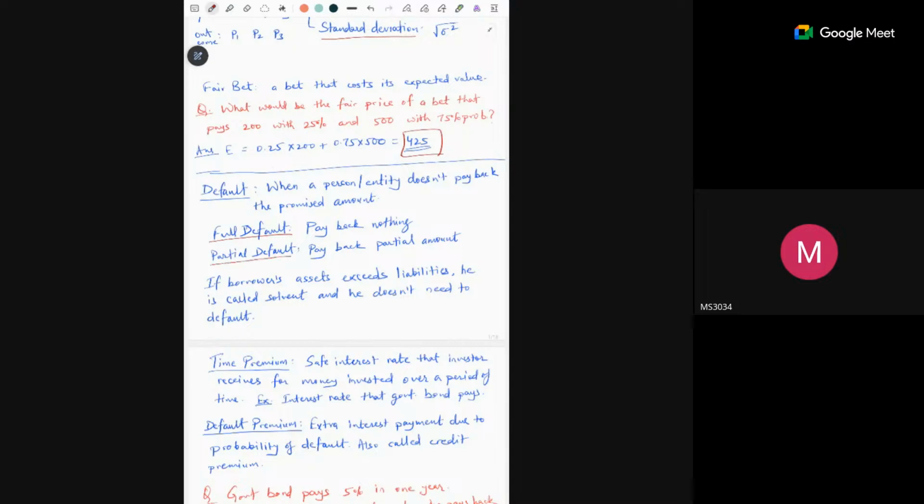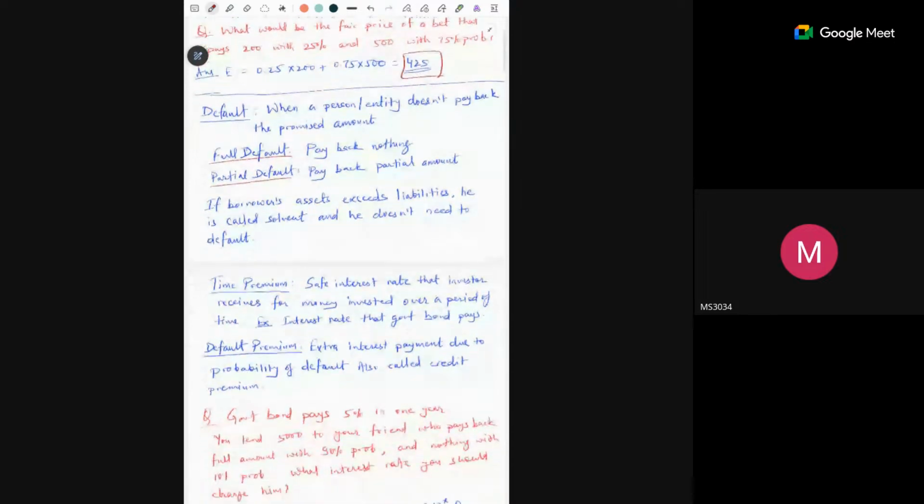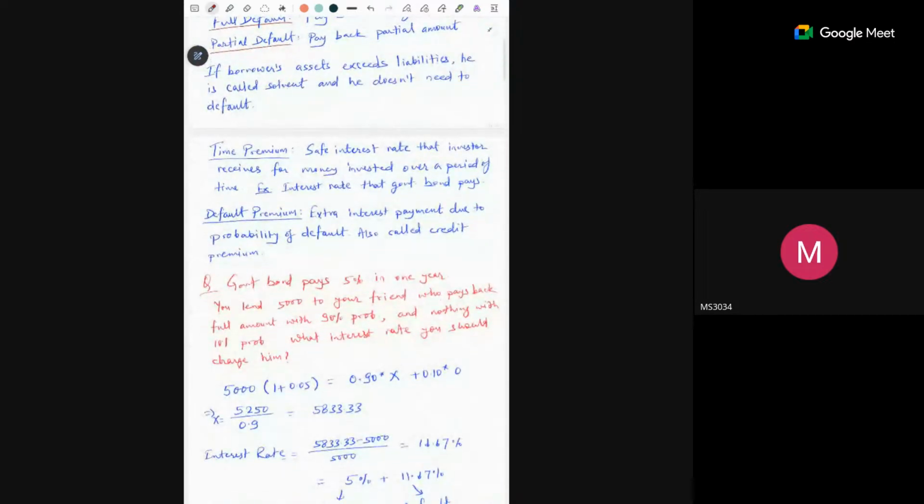Whenever there is a chance of default, usually the person who is lending, in this case you, is bound to charge high, because you are taking the risk that in future you are not going to get back your money. So let's understand this through an example. I have given some definitions of time premium and default premium. And as we discussed, time premium and term premium are used interchangeably.